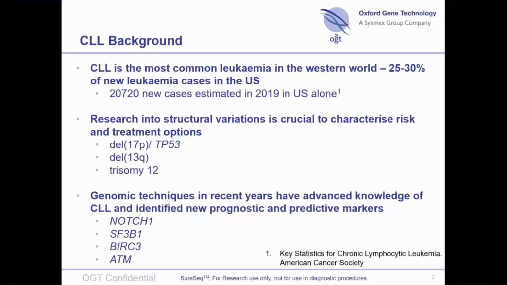Next to these CNVs, over the last few years, our genetic knowledge of CLL has grown significantly. And next to TP53, research into more genes and mutations has identified specific genes to be of prognostic value or serve as predictive markers for, example, therapeutic responses.